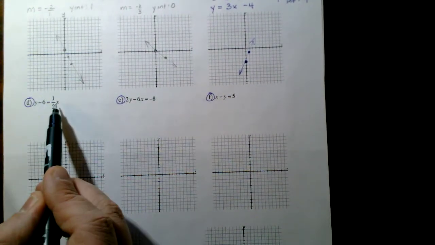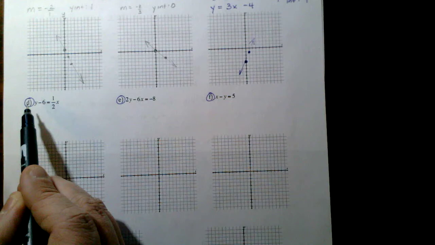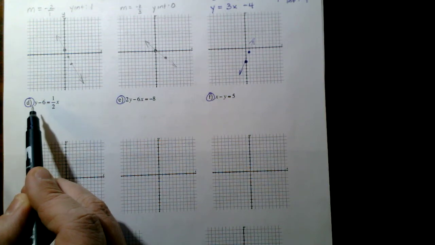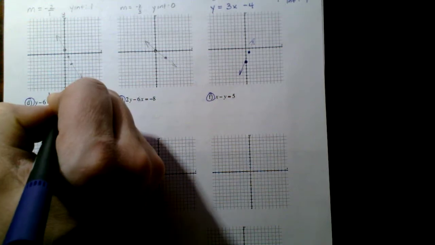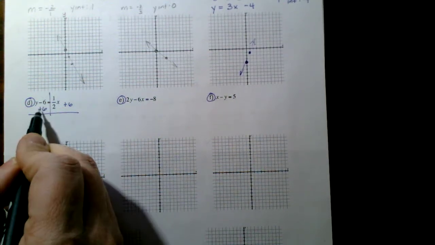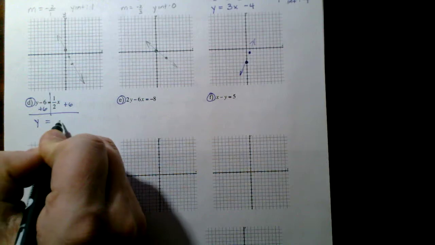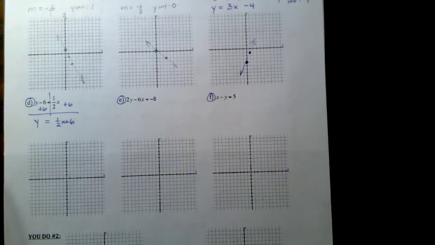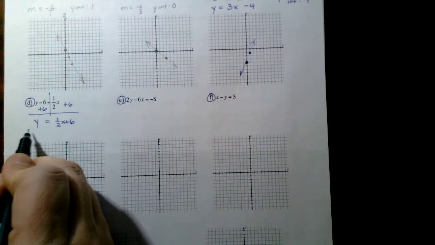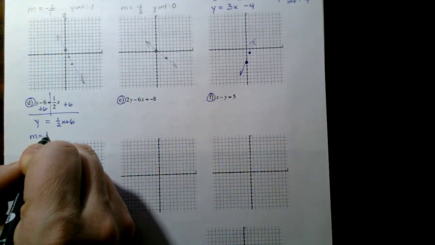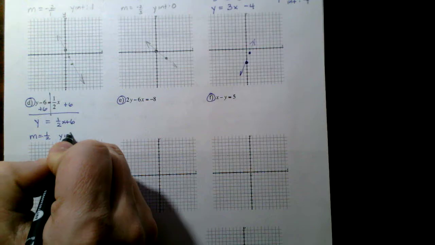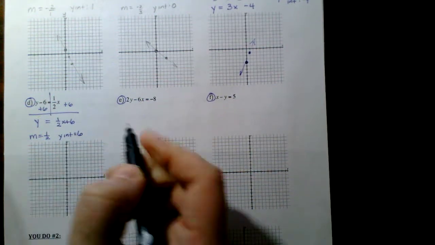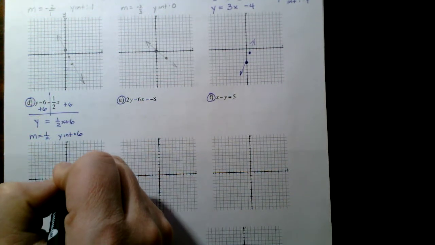All right, moving to part D. Do I have an x and y variable? Yes, I do. Do I have y by itself? No. So here's my wall. I'm going to add 6 to move it to the other side. Now I have y is equal to 1/2 x plus 6. That is slope-intercept form. M is 1/2. My y-intercept is 6. 1, 2, 3, 4, 5, 6.